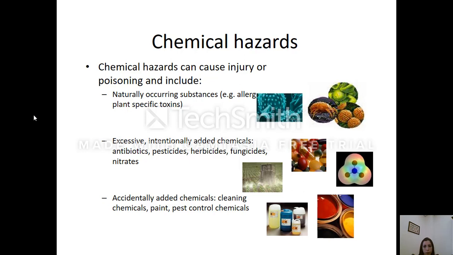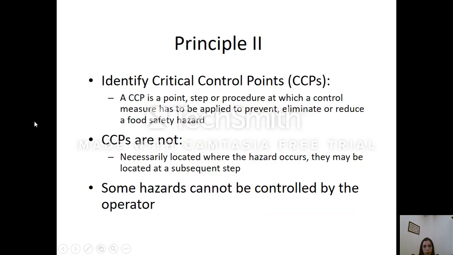So for example, the critical limit for chilling is 1 to 4. The critical limit for the danger zone is 5 to 60. So simply, it's a critical limit. It's a number that separates acceptability from unacceptability. The critical limit for Salmonella in chicken is 0. The critical limit for, let's say, coliforms can be 100 CFU per gram.